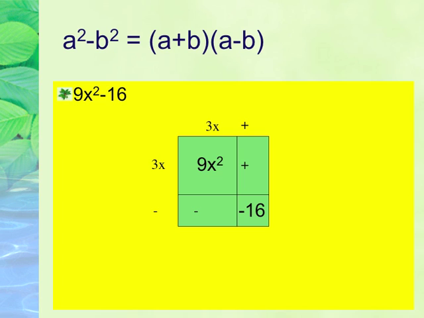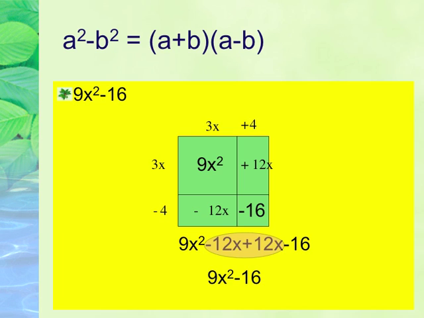3x times 3x equals 9x squared. And negative 4 times positive 4 gives me negative 16. That means that I end up with positive 4 times 3x, that gives me positive 12x. And 3x times negative 4 gives me negative 12x. The positive 12x and the negative 12x cancel each other out. And in the end, we end up with 9x squared minus 16.